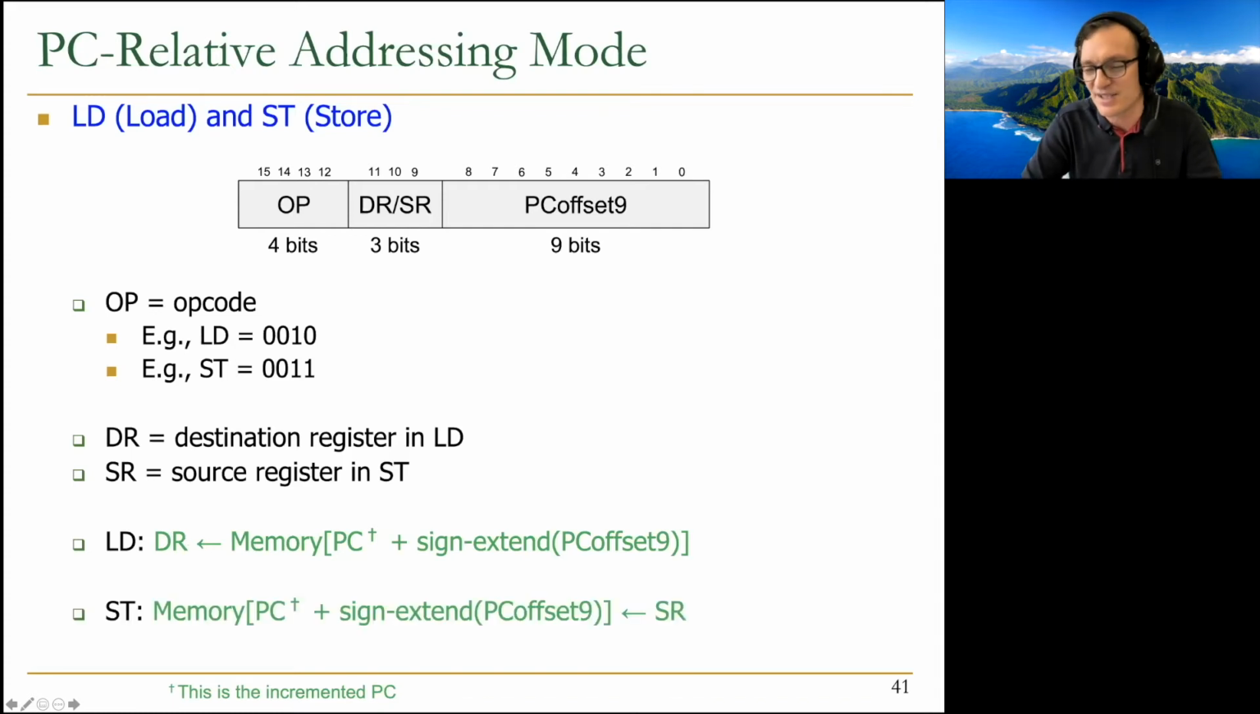Store is exactly the opposite, basically. The address of the memory location is computed exactly the same way, PC plus sign extend offset. And then the memory location at that address gets the value of the source register. So hopefully this is very simple.